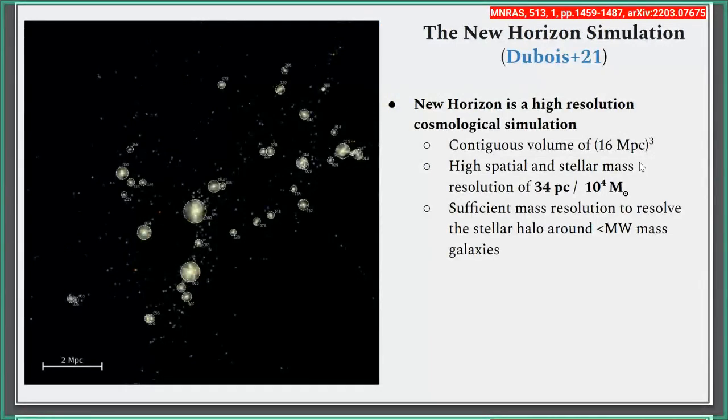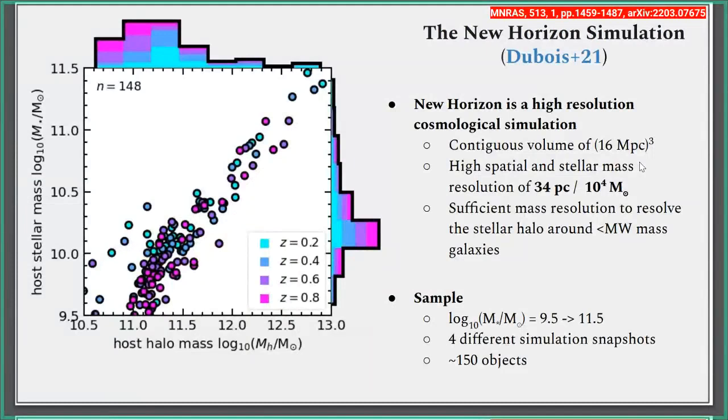To that end, we're making use of the New Horizon simulation. This is a cosmological, intermediate volume simulation, so we're not covering the entire range of environments that actually exist in the universe. It's a 16 megaparsec cubed volume, but we have extremely high spatial and stellar mass resolution, which means we can resolve the content of the stellar halos of these galaxies down to very low surface brightnesses. We can start to resolve Milky Way mass galaxies and below, out to their stellar halos. Here we have taken a sample of about 150 objects from the simulation, from intermediate to Milky Way masses.